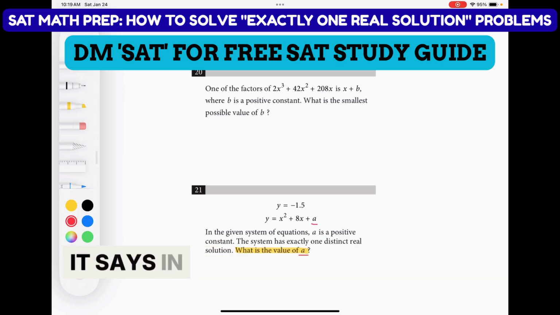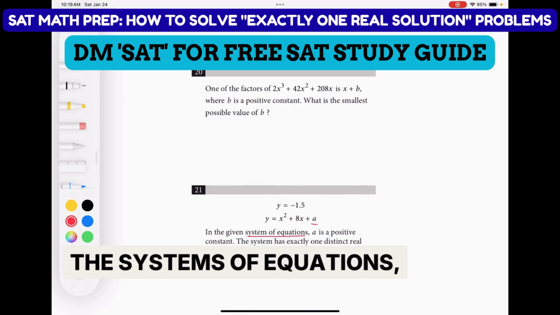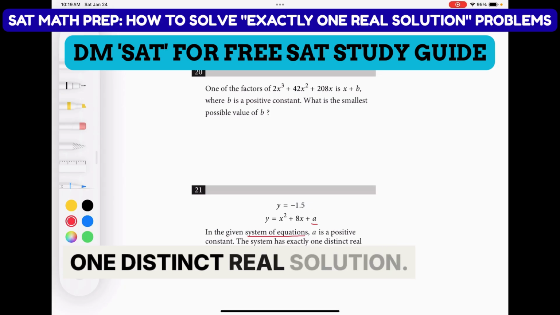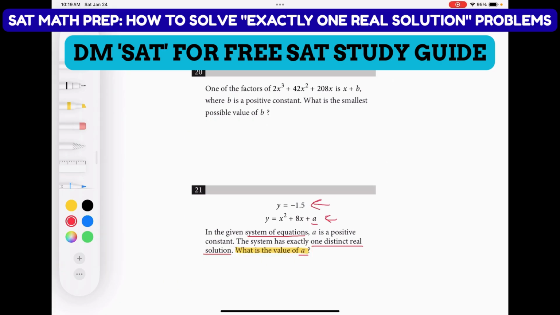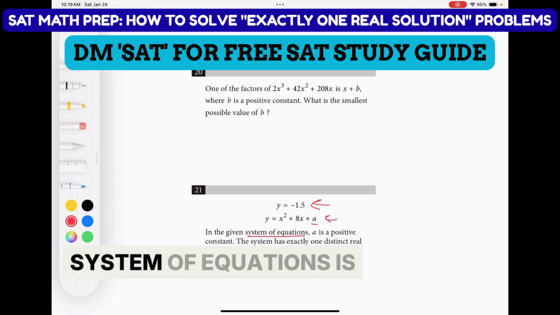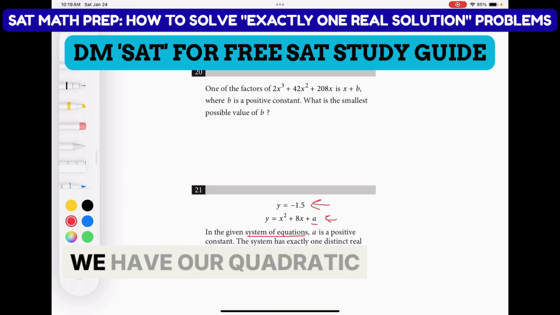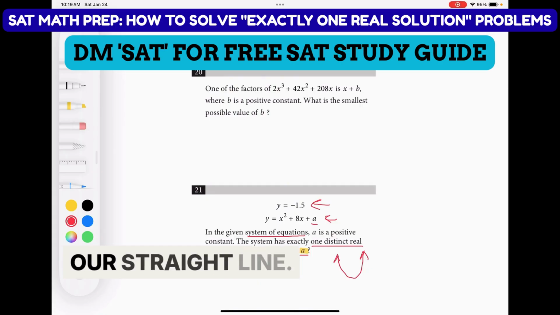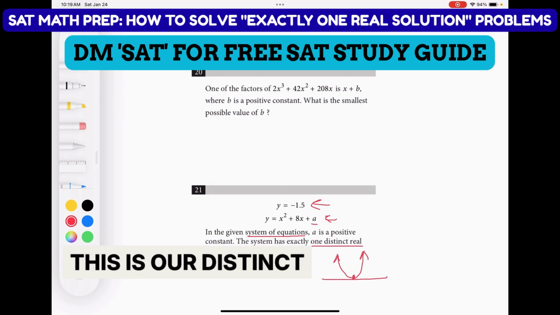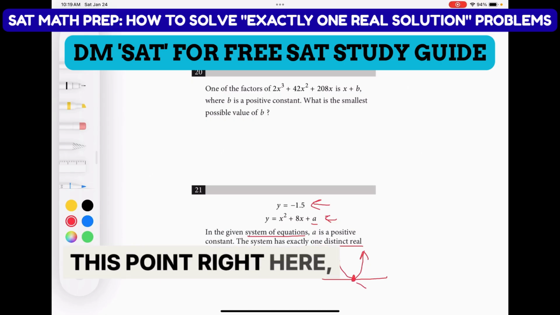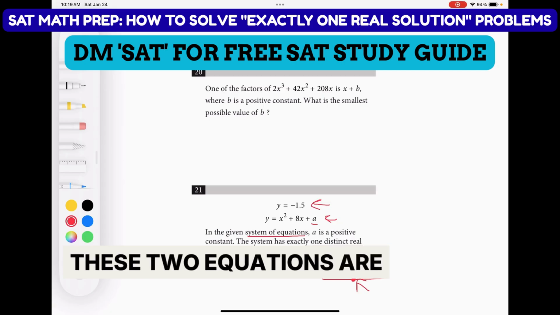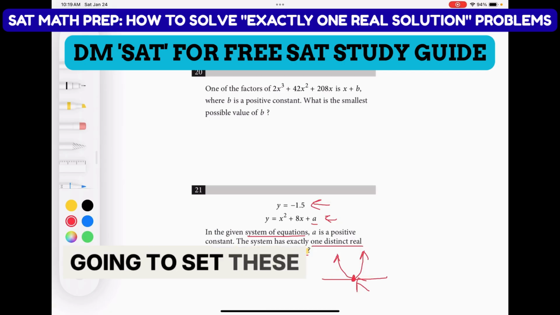Then going back to the question, it says in the system of equations, the system has exactly one distinct real solution. One distinct real solution. So notice here we have a straight line, and then we have a quadratic. So the system of equations is going to look something like this. We have our quadratic right here, and then we have our straight line, and this is our distinct solution right here. So at this point right here, these two equations are equal to each other.